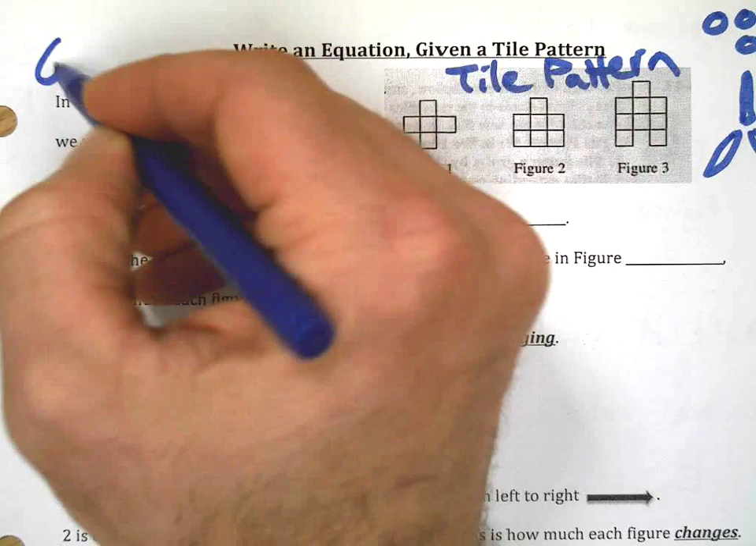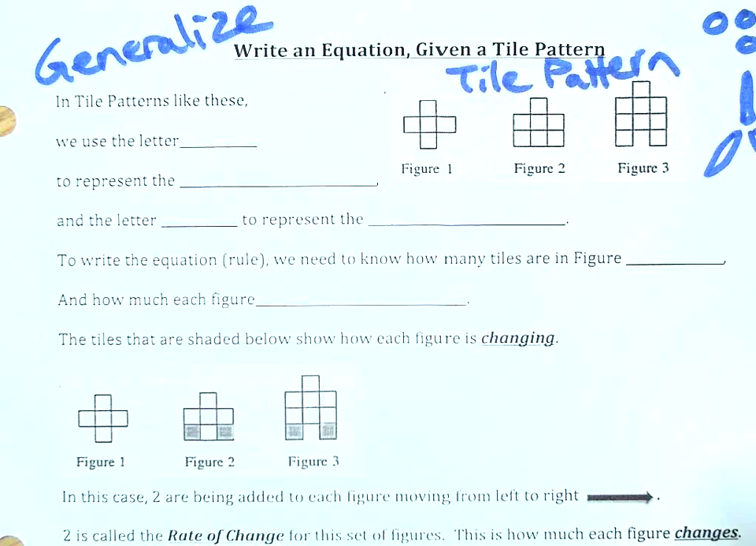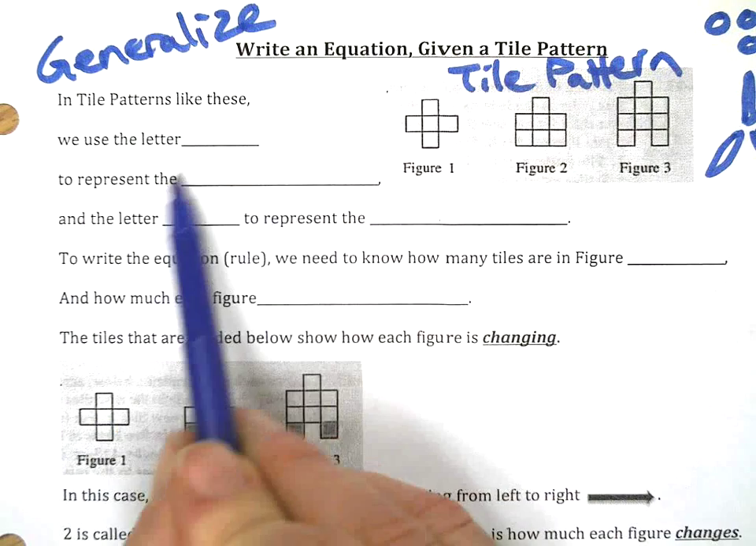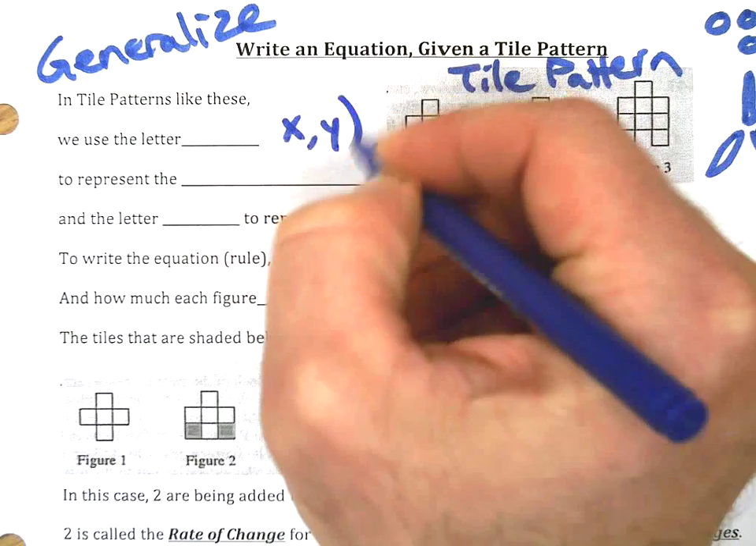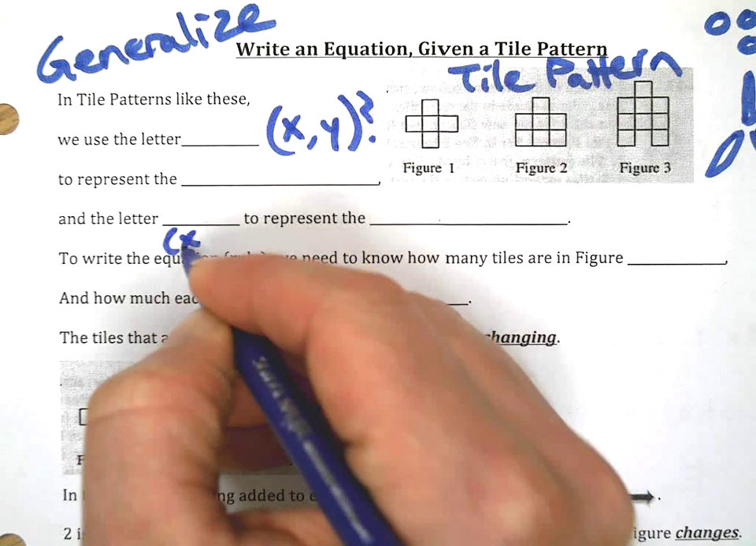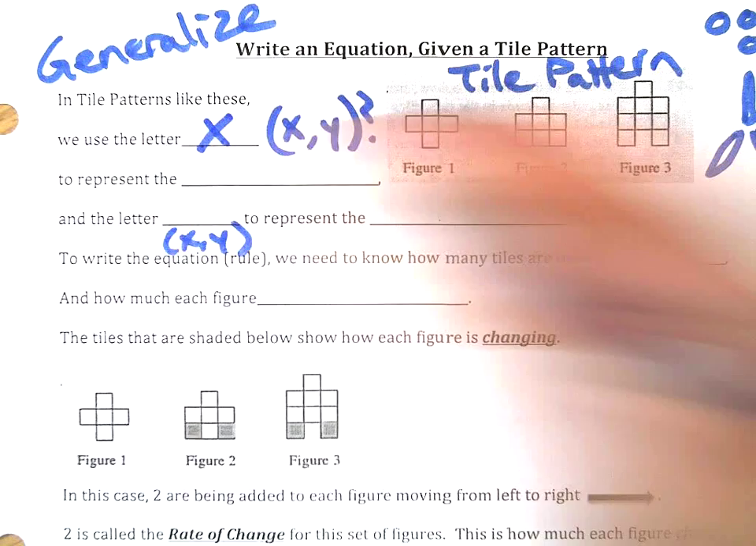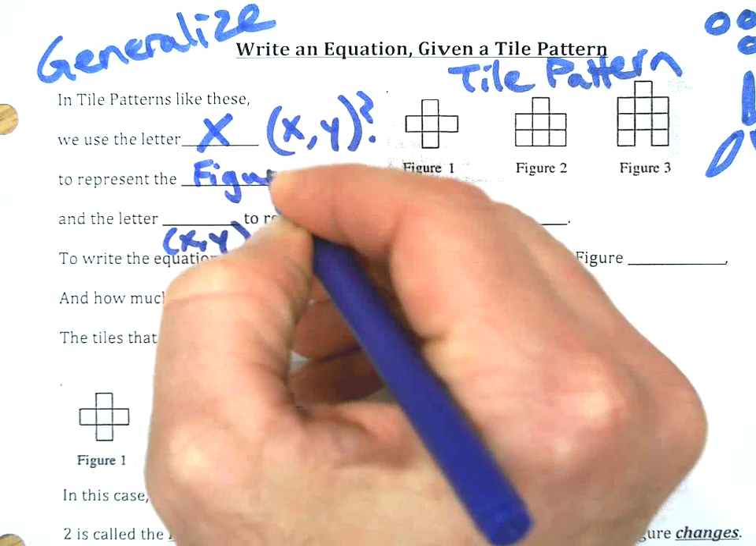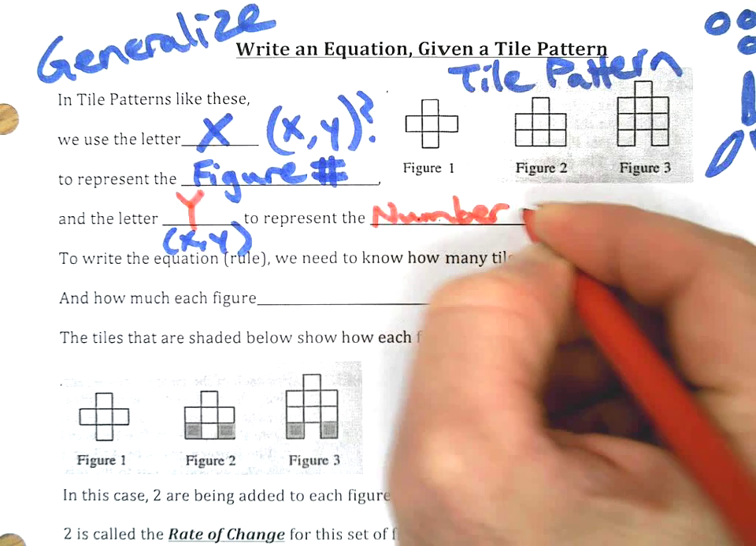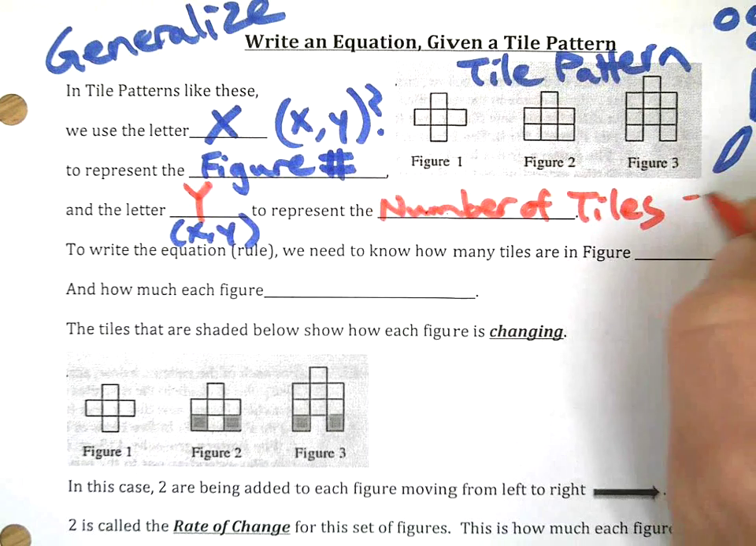The idea here is that we can generalize all of these patterns, meaning if you can get what's happening here, you could apply it in a lot of different situations. So in tile patterns like these, we use the letter X or Y to represent the blank. We use the letter X to represent the figure number, and we use the letter Y to represent the number of tiles in this case. Maybe when you run across it, it's the number of circles, number of sticks, whatever.